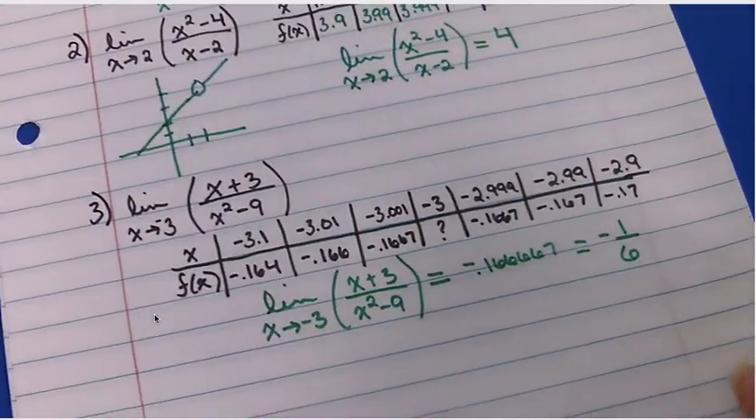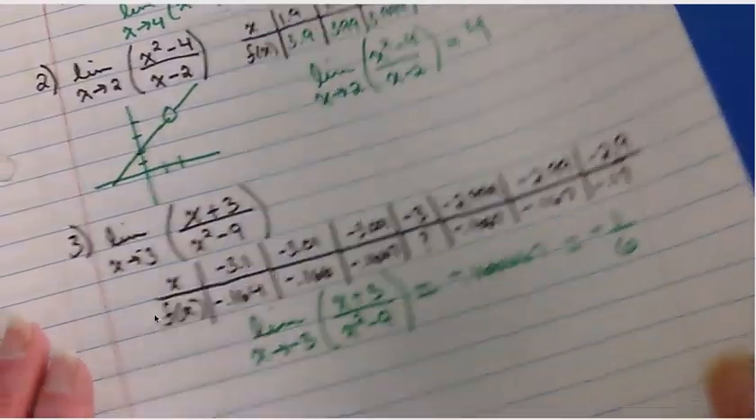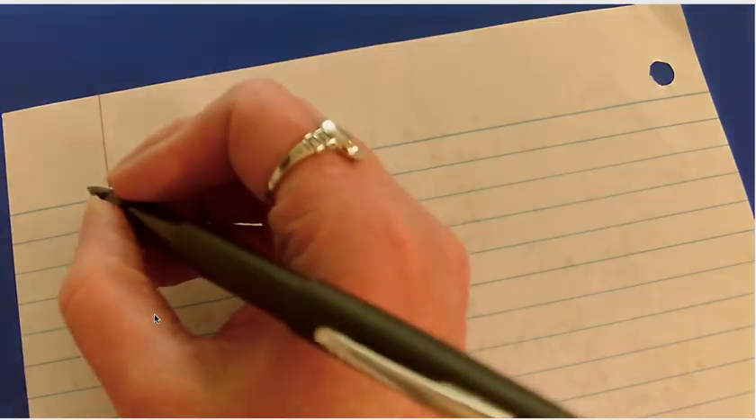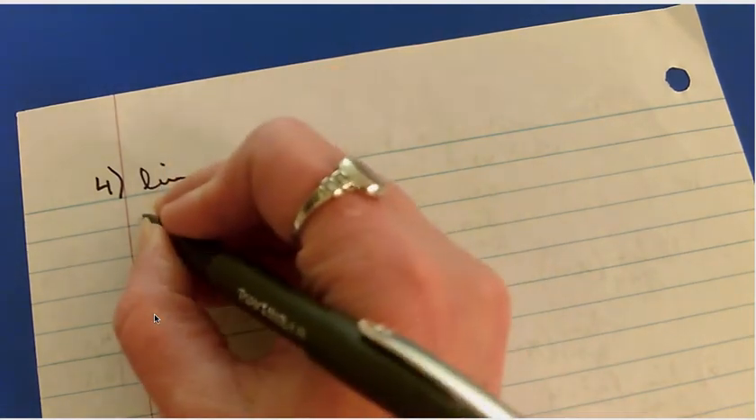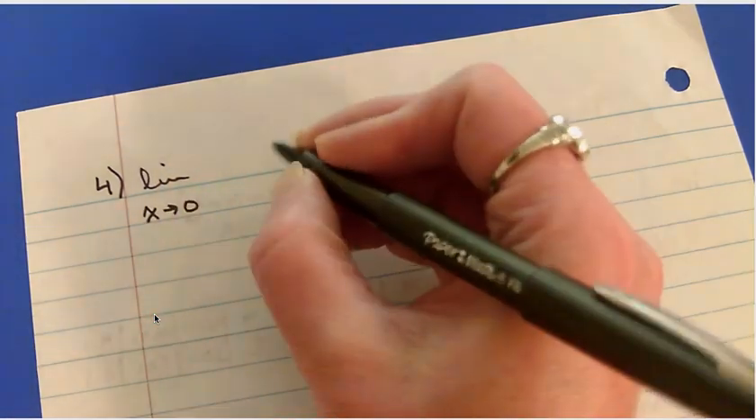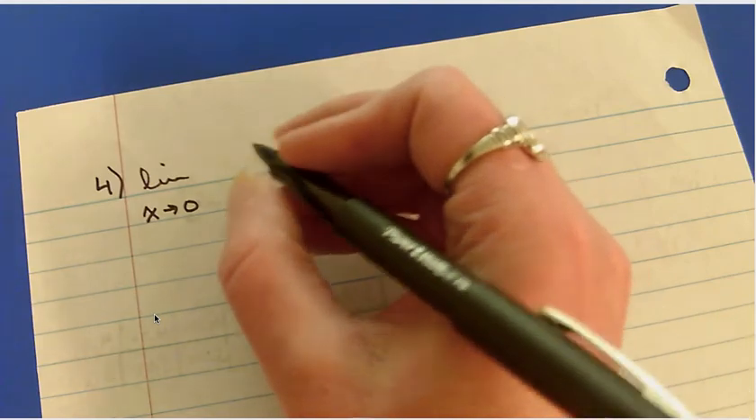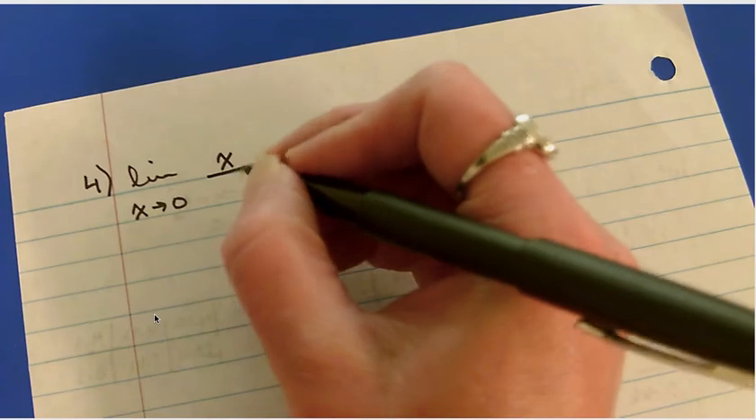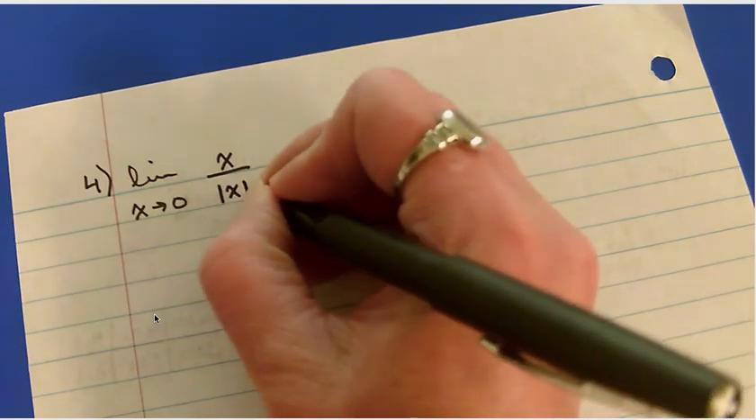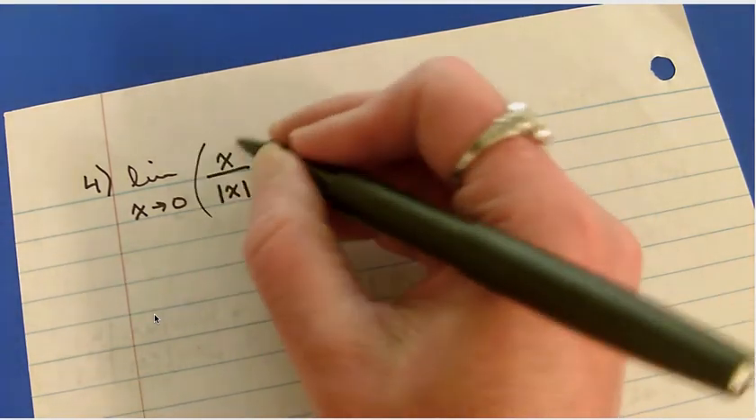I'm going to do one more with the table. Actually, a couple more. That was number 3. This is number 4. The limit as x approaches 0 of x over the absolute value of x.